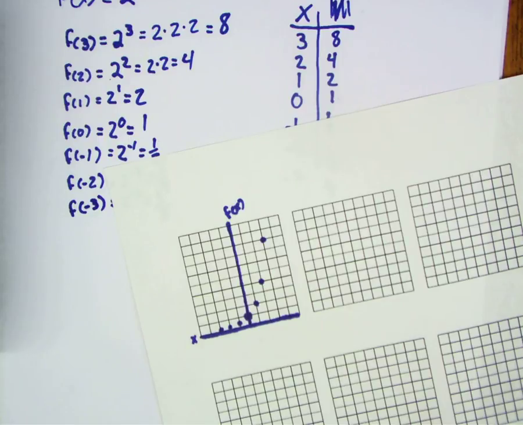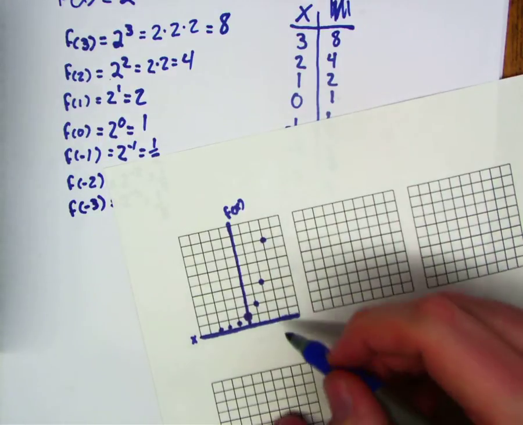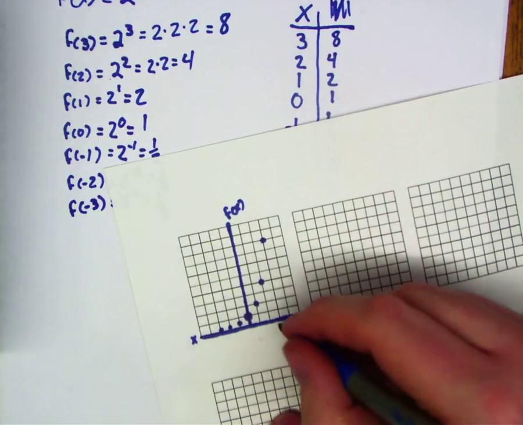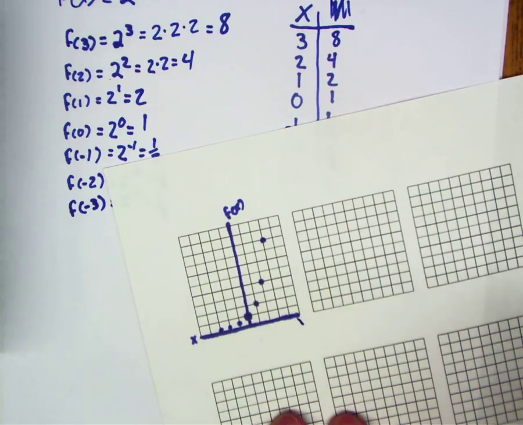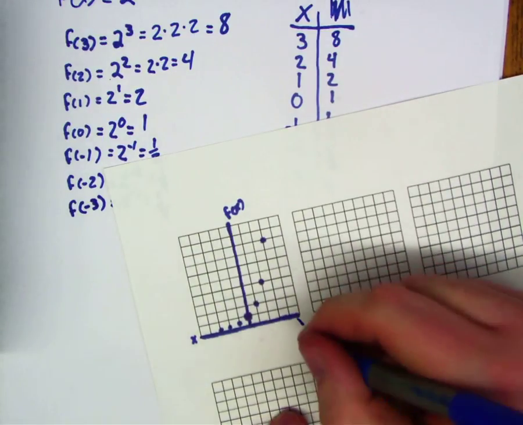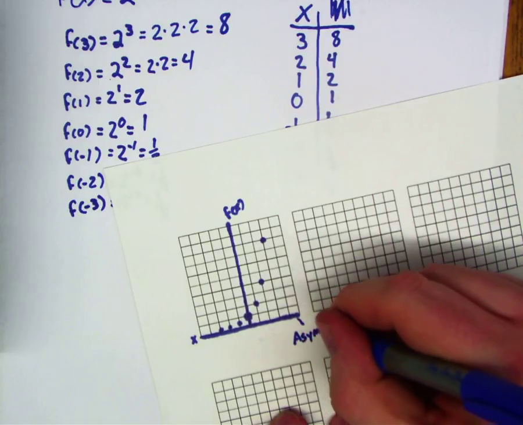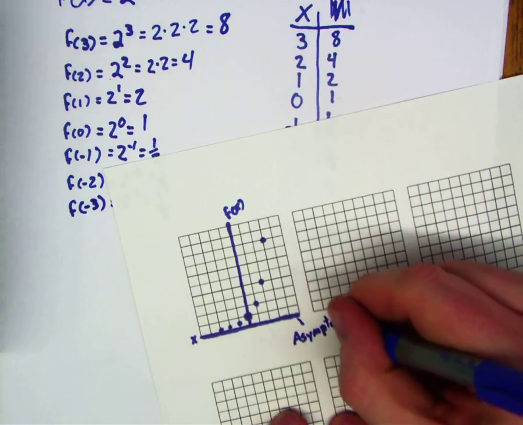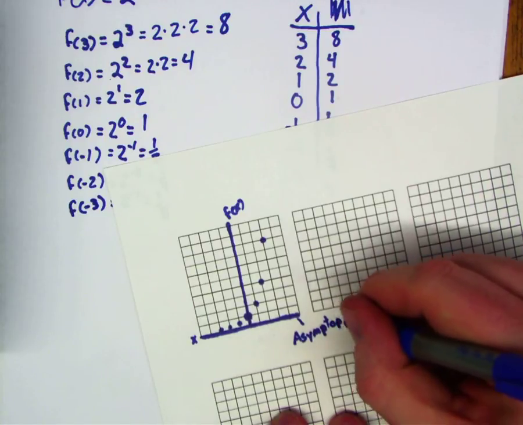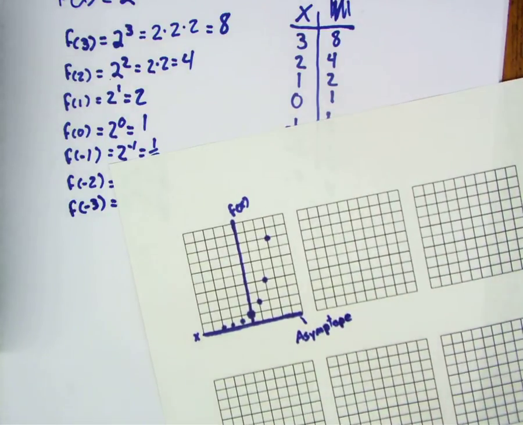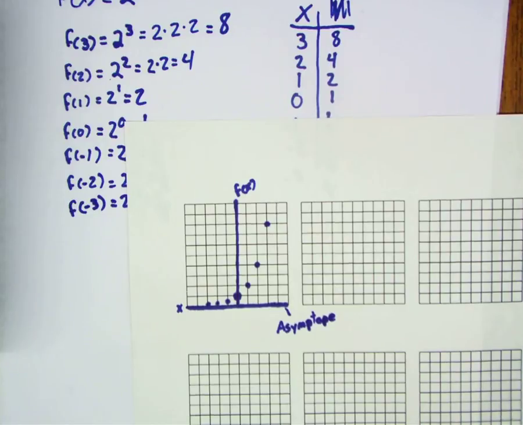Alright? And what I want us to do here is say, okay, this line that our function's never going to cross, we're going to call that an asymptote. So we call this thing an asymptote.